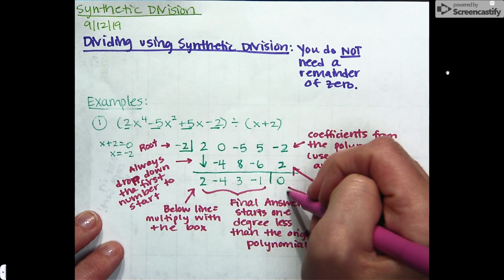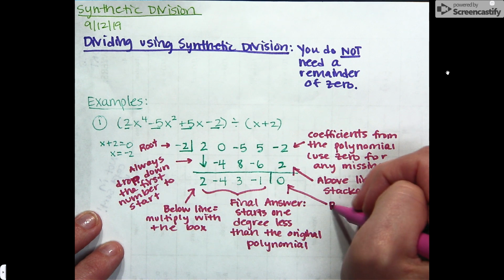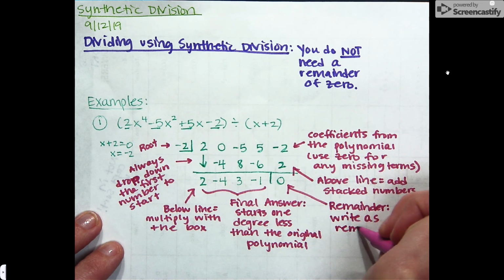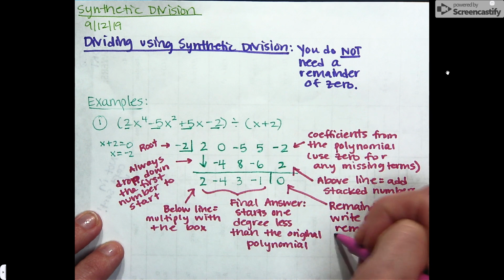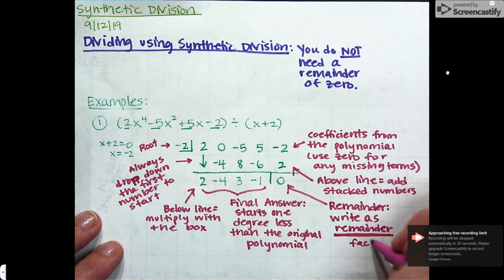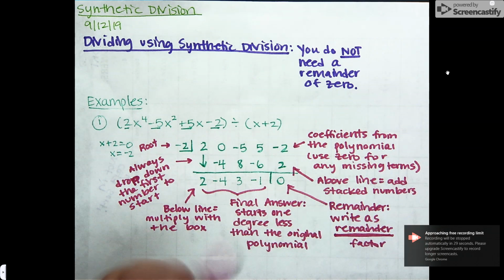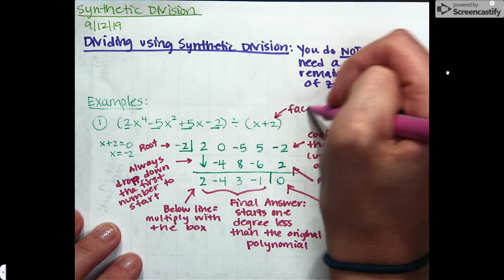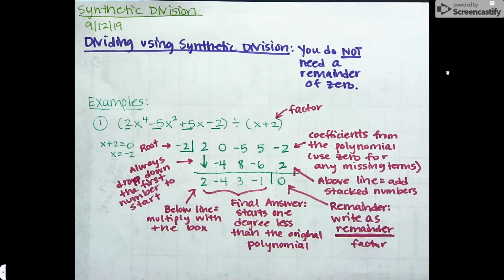And then this 0 is something called the remainder. And the remainder we are going to write as remainder all divided by the factor. So this is the factor, and that is the remainder.